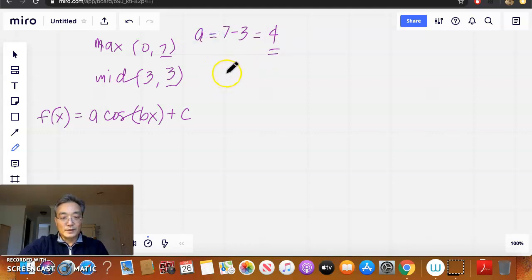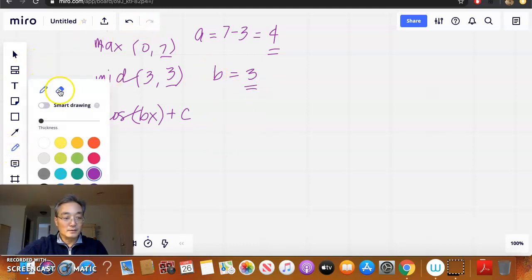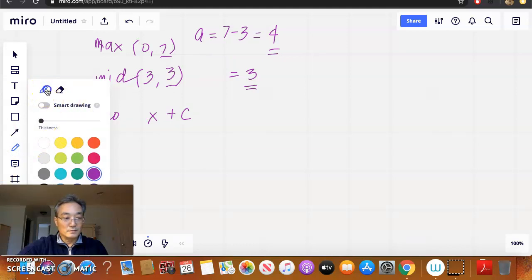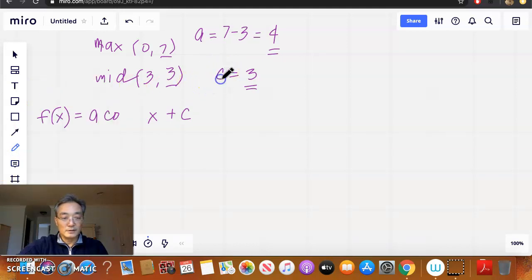Okay. Next, we need our midline. Well, that's the easiest. We just read it right off because we're given the midline. The midline is 3. That's the y coordinate. Correct. And now let's find, sorry, that was C. So let me erase that. Okay, that was C. And then, of course, our cosine of bx.